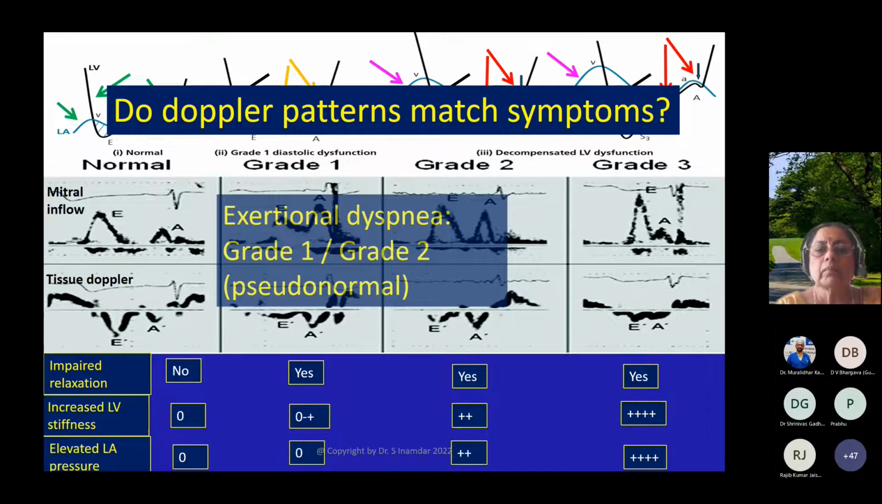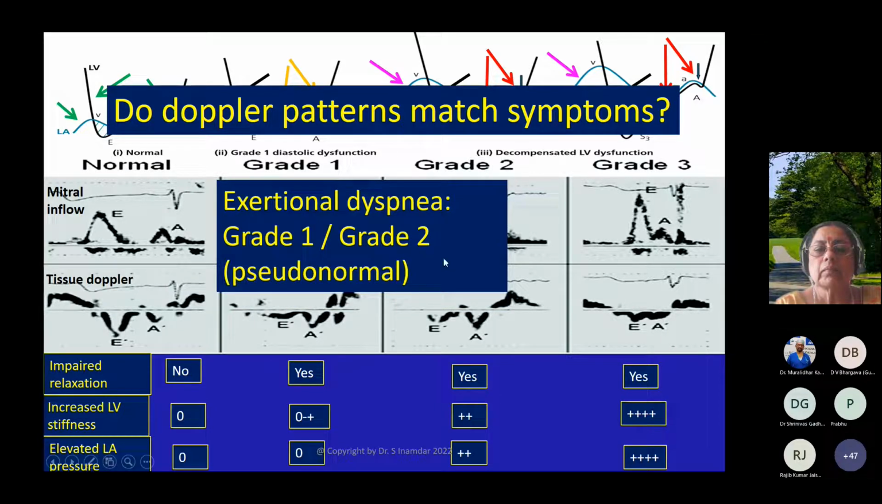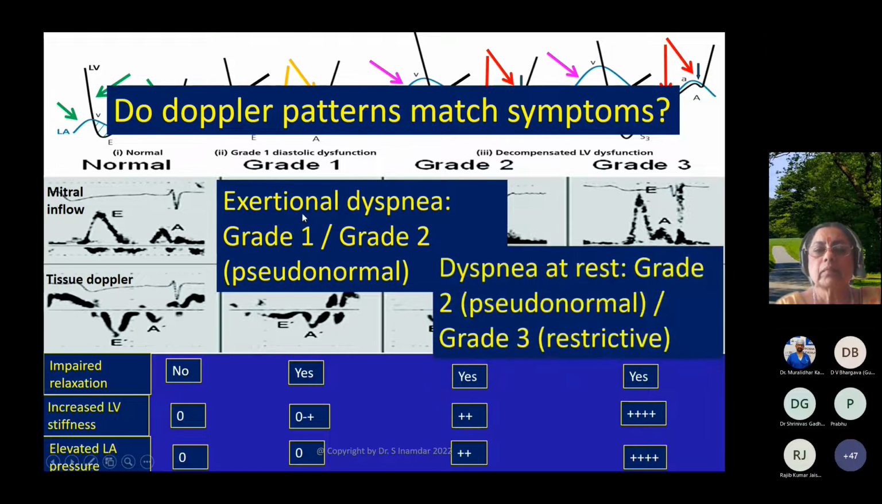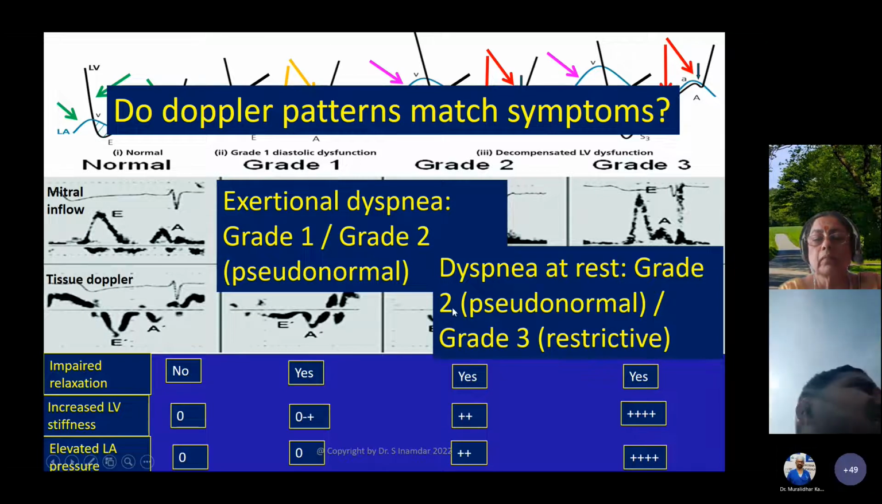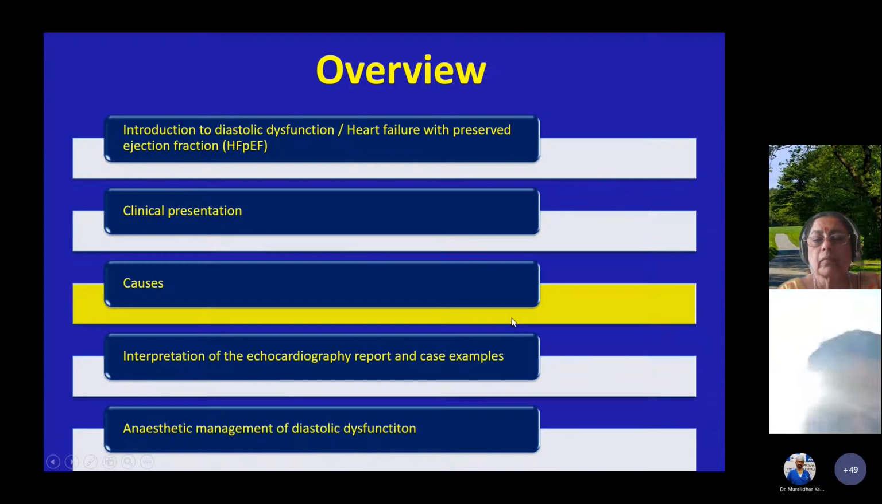So this is grade 1 or grade 2, that is pseudo-normal, where the patient gets dyspnea only after exertion. So you have to ask this in the preoperative period. And when the patient is having dyspnea at rest, usually it is grade 2 or grade 3.